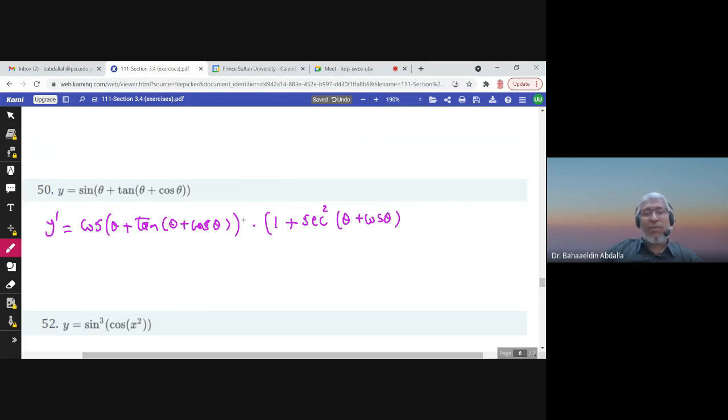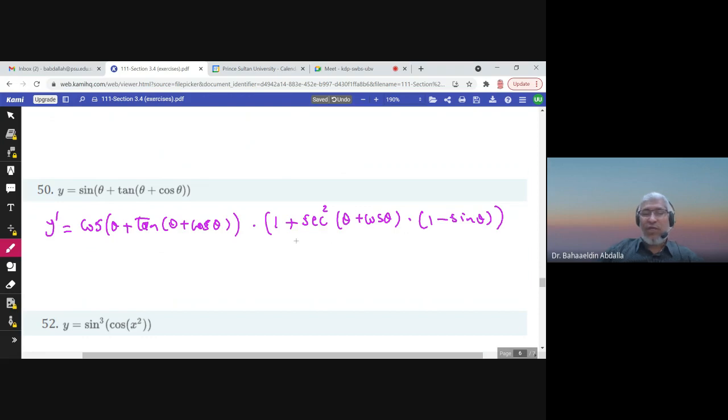Notice that I keep this parenthesis open. The derivative of theta is 1, okay? Now I am finding the derivative of tan. The derivative of tan is secant squared times. So I multiply here without closing. If you do it like this, this is not correct. You have to keep this open. So times the derivative of theta plus cosine theta, which is 1. The derivative of theta is 1. The derivative of cosine is negative sine theta. And now you can close this parenthesis. So this would be the answer.